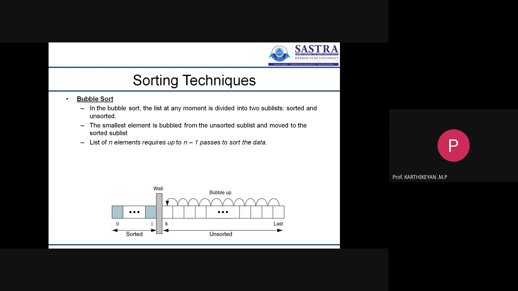Here also, in the entire array we will have a sorted part and an unsorted part. For each pass, the sorted part of the array will grow and the unsorted part will shrink. At the end, the entire array will be sorted and contain the sorted data. So this is bubble sort.